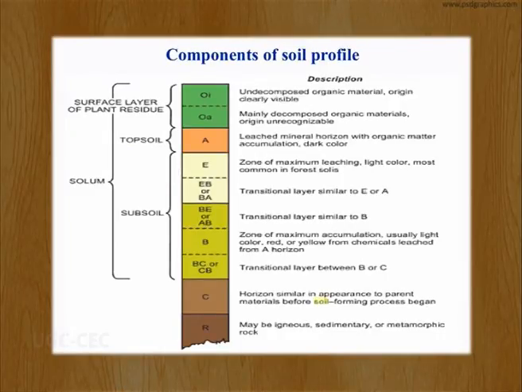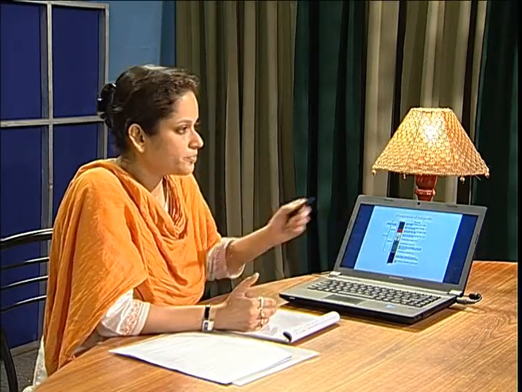If we go further down, we have the E zone. The E zone, as shown in this diagram, is lighter in color because much of the clay, minerals and iron have been lost from this zone.